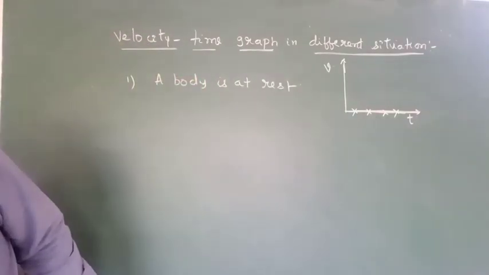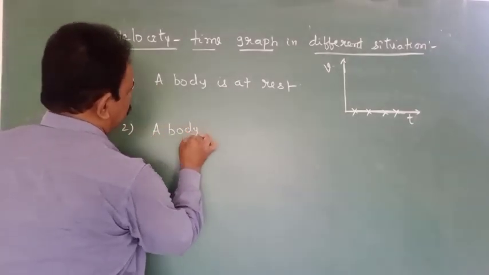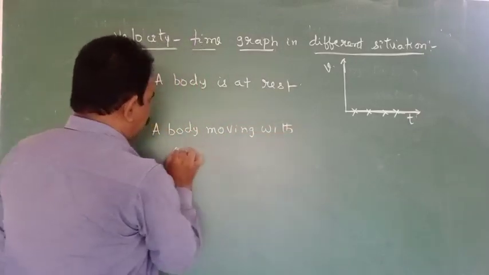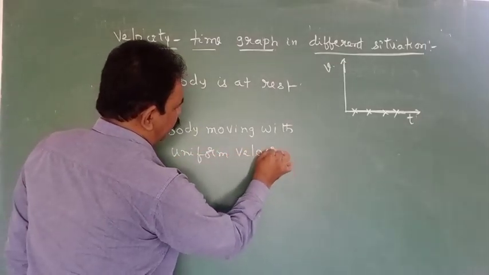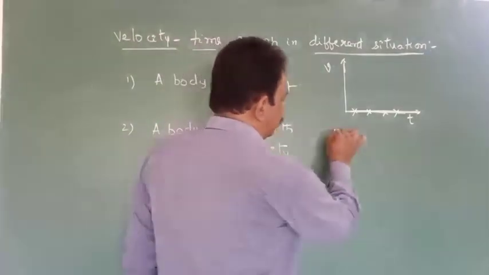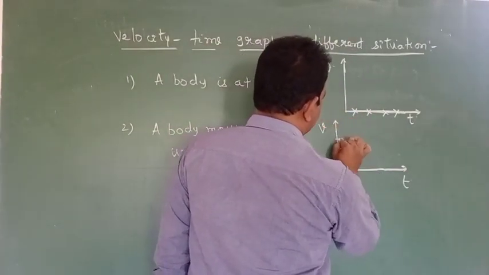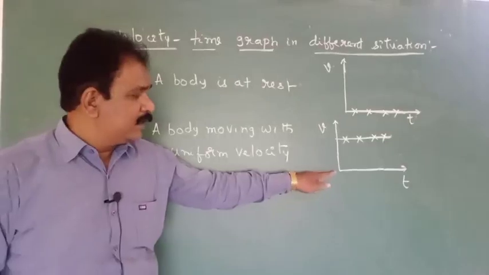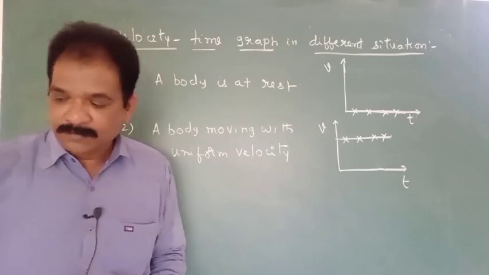Next, a body moving with uniform velocity. For this body, if we draw the velocity time graph, here time will be there, here velocity will be there, and the graph shape will be like this. It is a straight line parallel to the time axis. Okay, next.